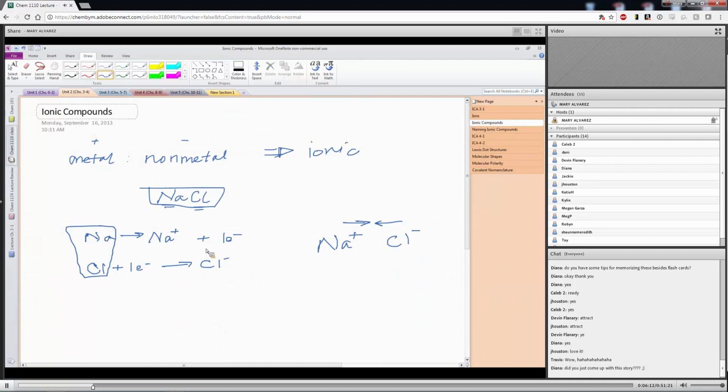And once they meet each other and exchange electrons, yes, I just came up with that story. Not just now, but a couple years ago, yes. But when they meet each other and exchange that electron, then all of a sudden they're so attracted to each other that they're stuck together. They're just stuck, okay?